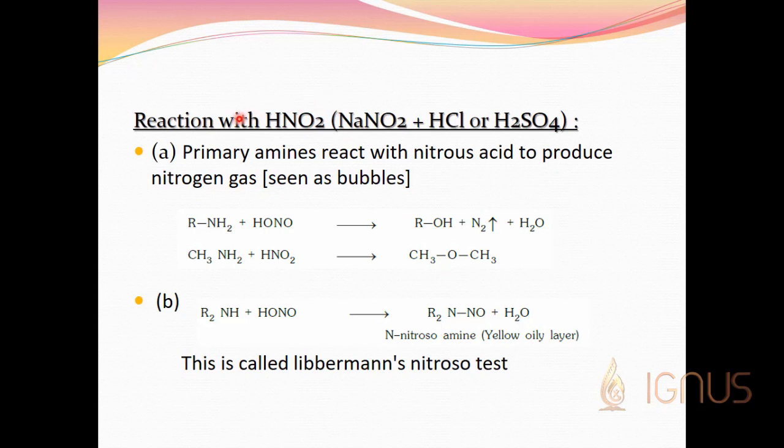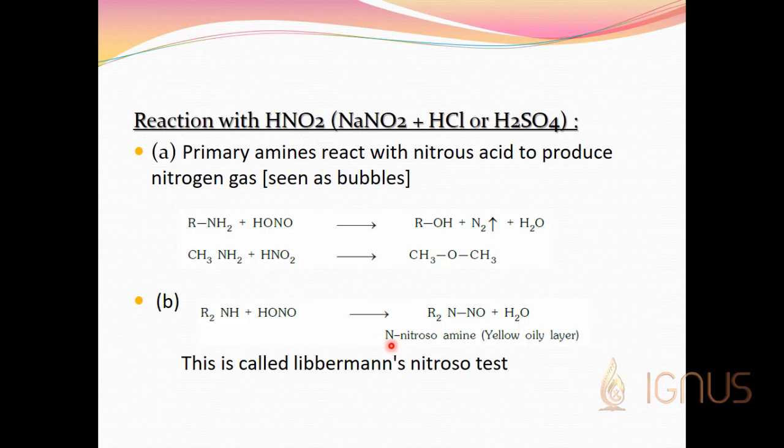Next, reaction with HNO2 or NaNO2 plus HCl or H2SO4. First reaction, primary amines react with nitrous acid to produce nitrogen gas. When we treat the primary amine with nitrous acid, we will get alcohol with the liberation of N2, a nitrogen gas. If we treat a secondary amine with nitrous acid, you will get N-nitrosoamine as the product. Here you can see the structure, R2NNO, nitrosoamine.